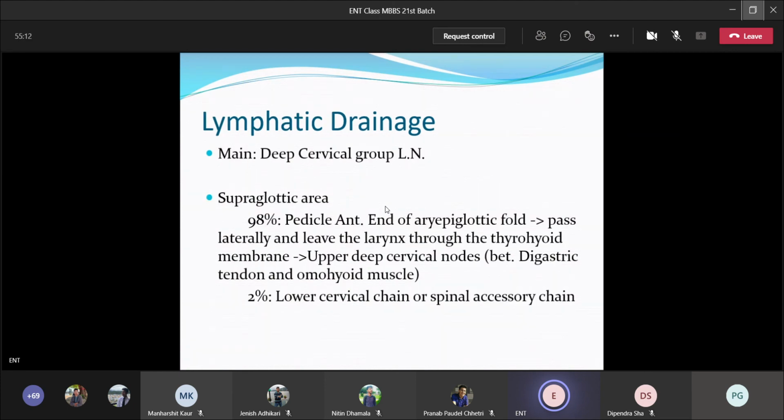Lymphatic drainage is mainly to the deep cervical group of lymph nodes. The supraglottic area, 98%, has a pedicle at the anterior end of the aryepiglottic fold, which passes laterally and leaves the larynx through the thyrohyoid membrane to the upper deep cervical nodes between the digastric tendon and omohyoid muscle. 2% go to the lower cervical chain of the spinal accessory chain. This is the lymphatic drainage.